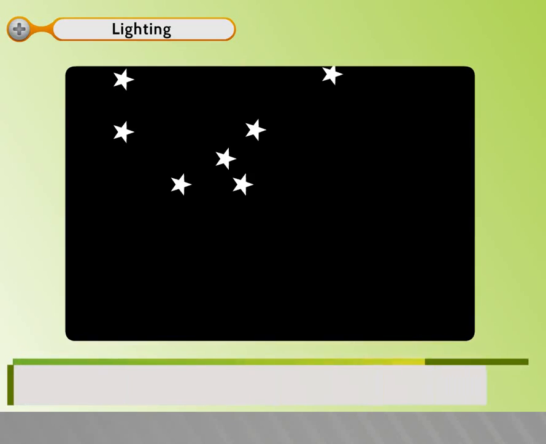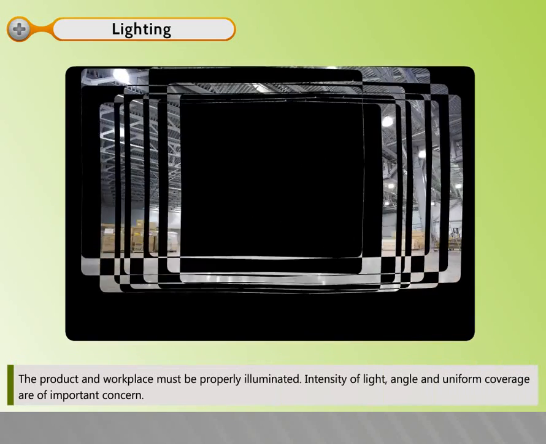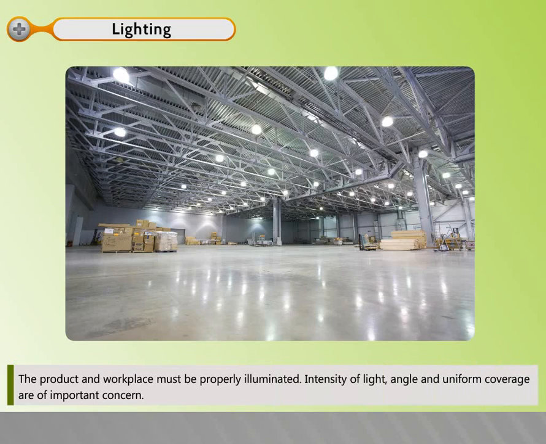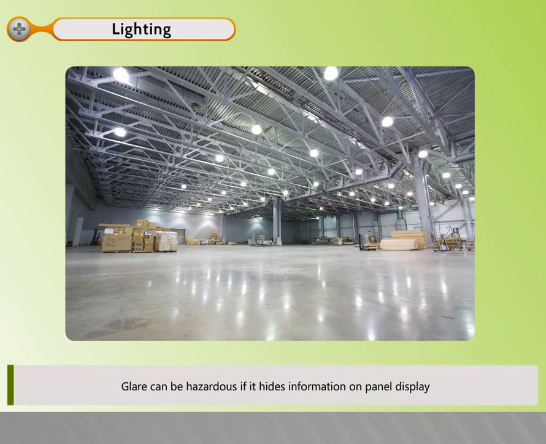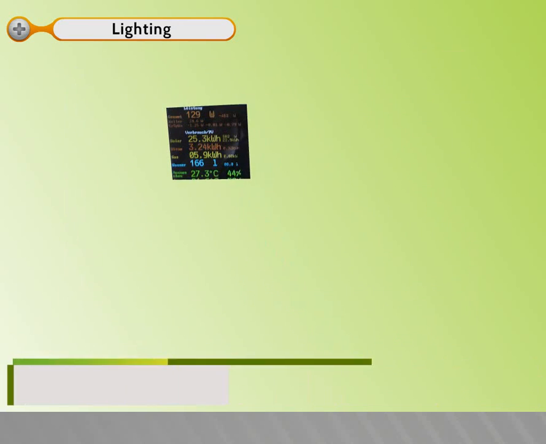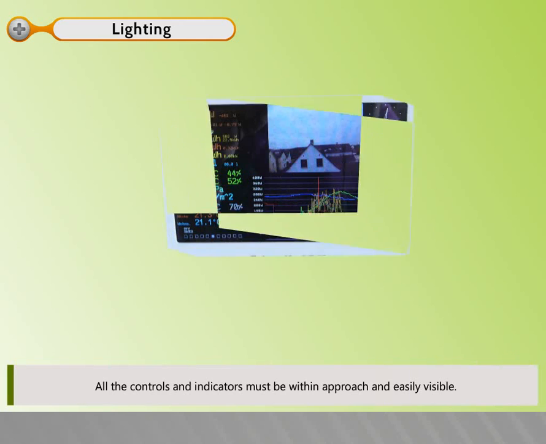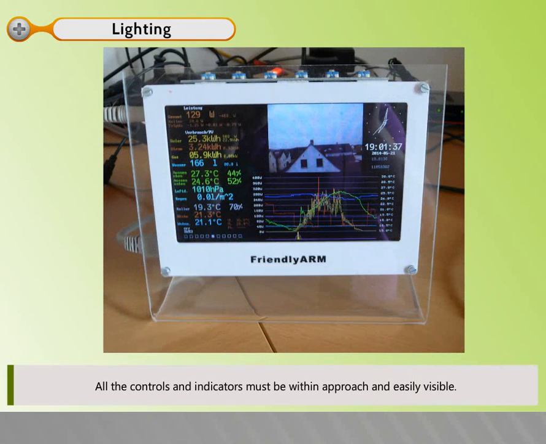Lighting. The product and workplace must be properly illuminated. Intensity of light, angle, and uniform coverage are of important concern. Glare can be hazardous if it hides information on panel display. All the controls and indicators must be within reach and easily visible.